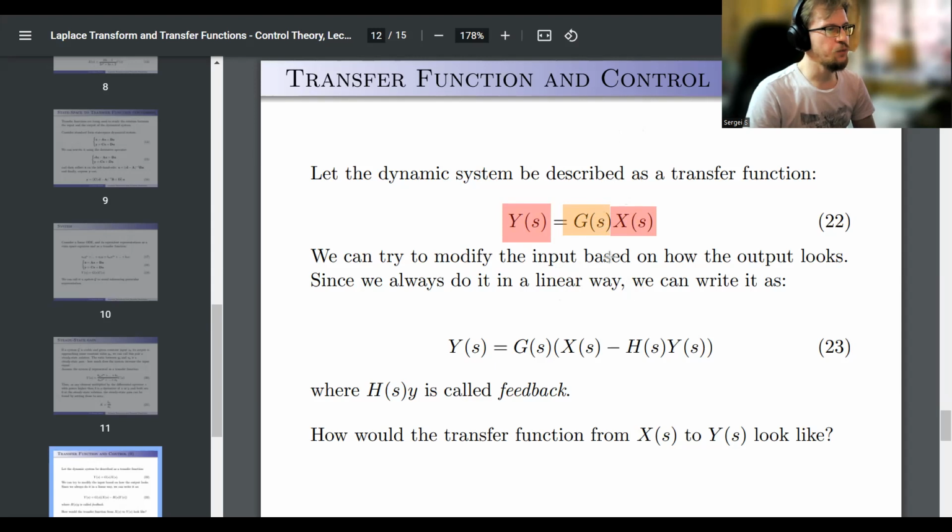Now we want to modify the output of this system. We don't like this. We want to control it. Let's say it's unstable. We want to control it. So how do we control it? Well, instead of making x of s its input, we subtract from it the output, but the output is modified by a controller. So we get the output of the function modified by the controller and subtracted from the input.